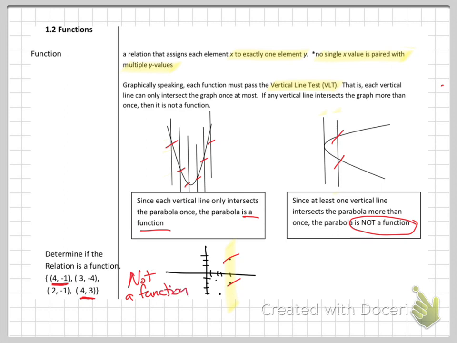So you could look at it graphically, or you can make sure that every x has exactly one y value, and the 4 has two y values in this problem.